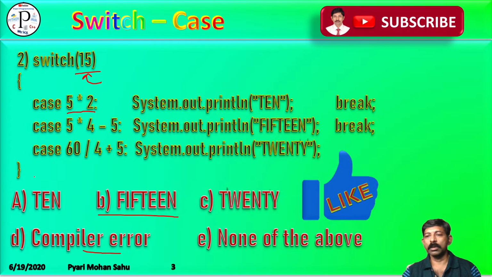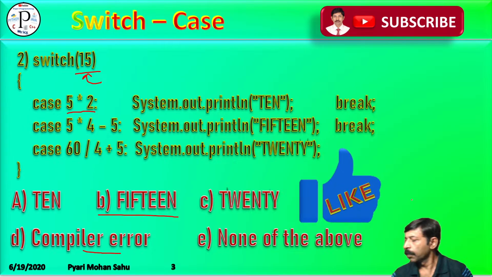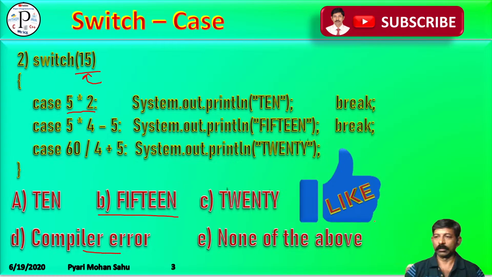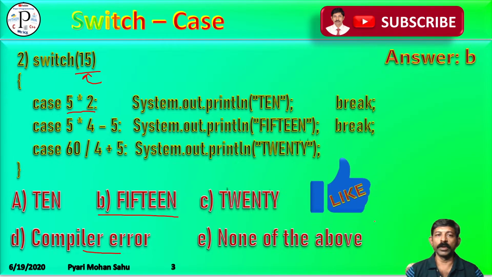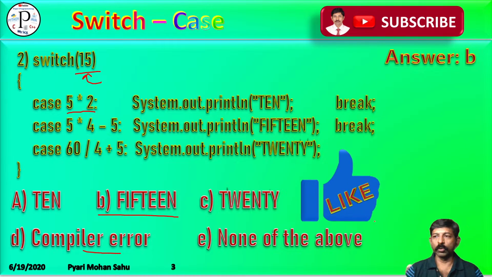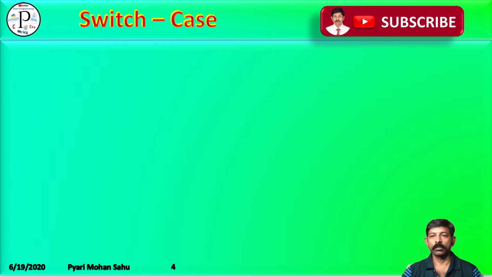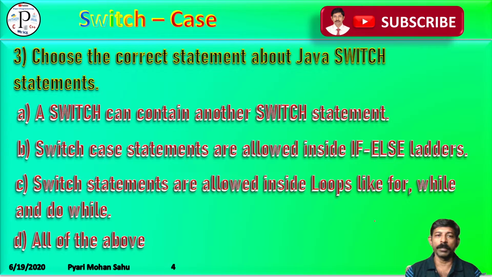So next part. Is it buffering? Next question is in front of you. Answer is B, 15. Already I have shown you. Next question is in front of you. Choose the correct statement about the Java switch statement. These are the options for you.